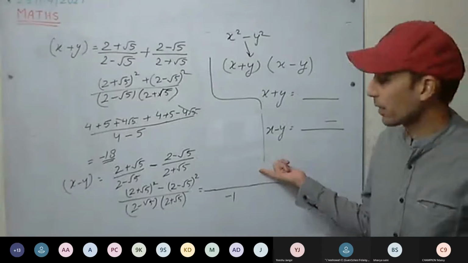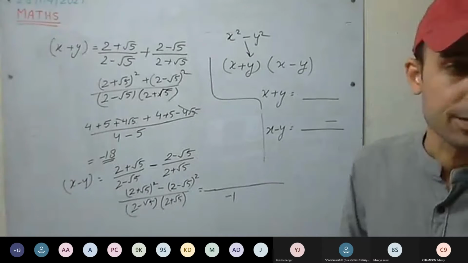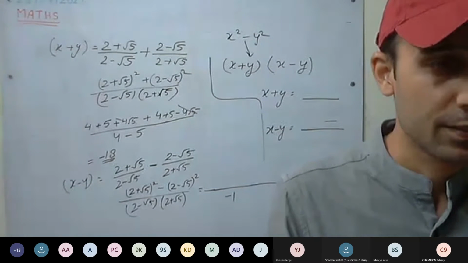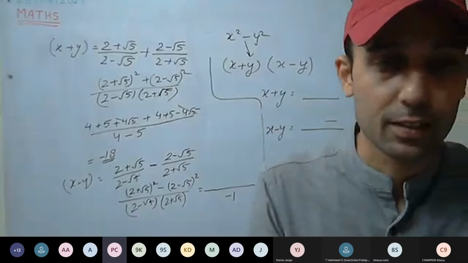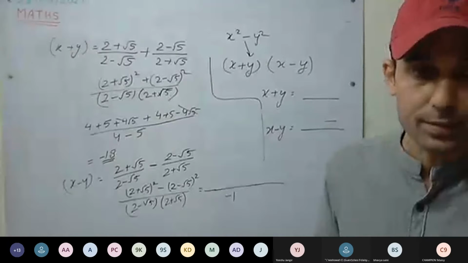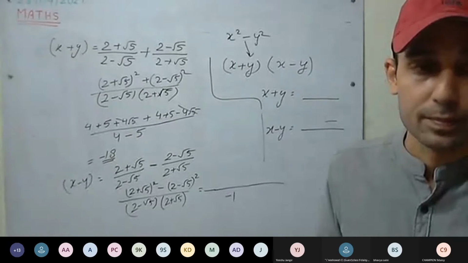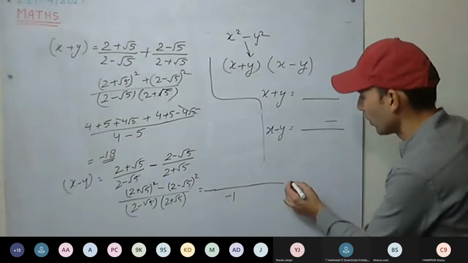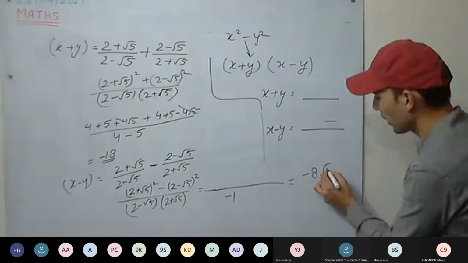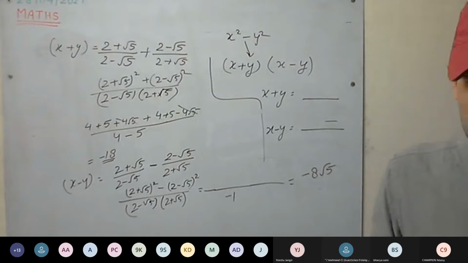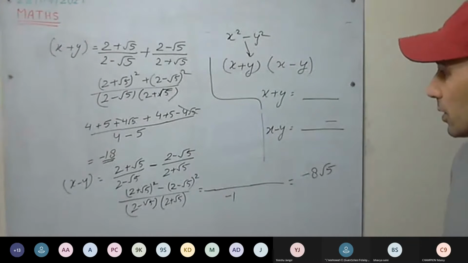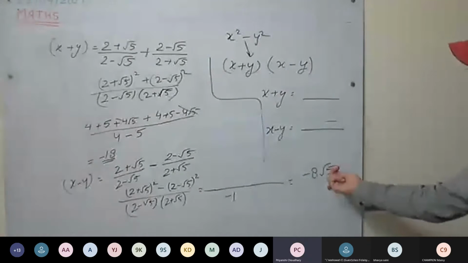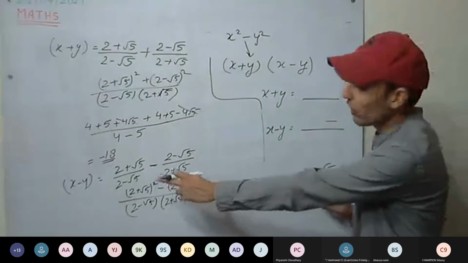Anyone in class got the answer? Anyone? No one? Navya? 18 root 5? Have you got minus 8 root 5? No, sir. It will become plus 8 root 5. How plus 8 root 5? No. X minus y, why are we calculating?